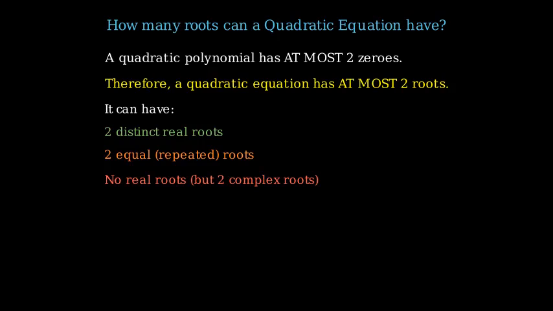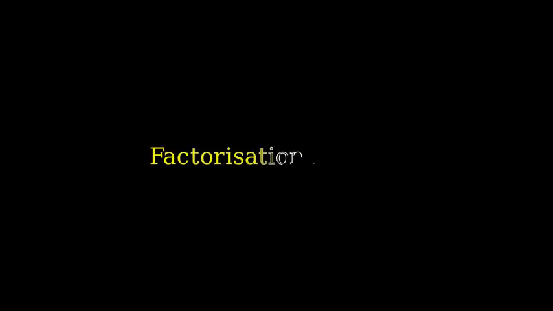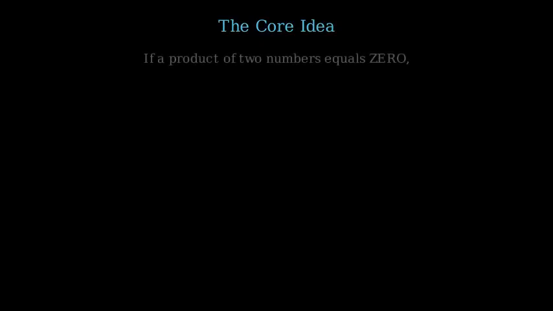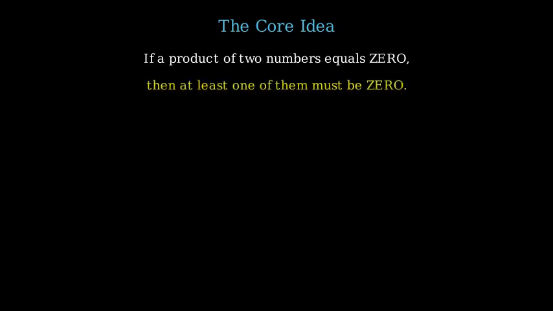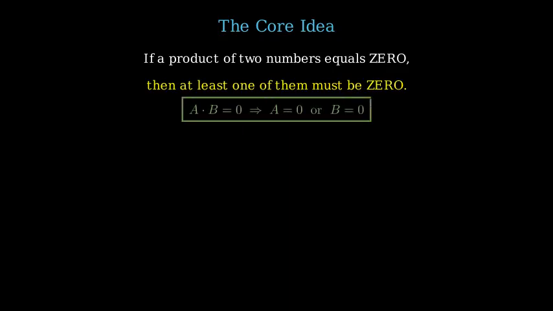real roots at all. Let us learn the factorization method for solving quadratic equations. The core idea is simple. If a product of two numbers equals 0, then at least one of them must be 0. In algebra, if a times b equals 0, then a equals 0 or b equals 0. We exploit this property to find the roots.